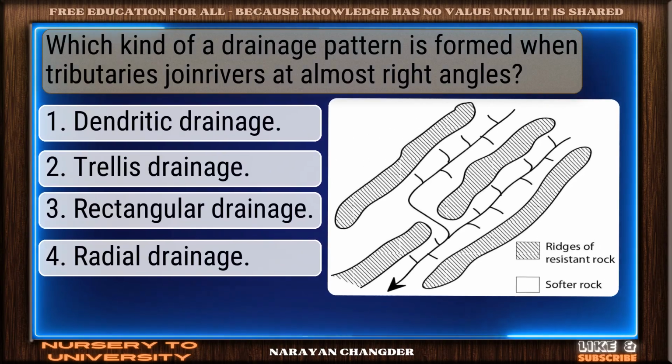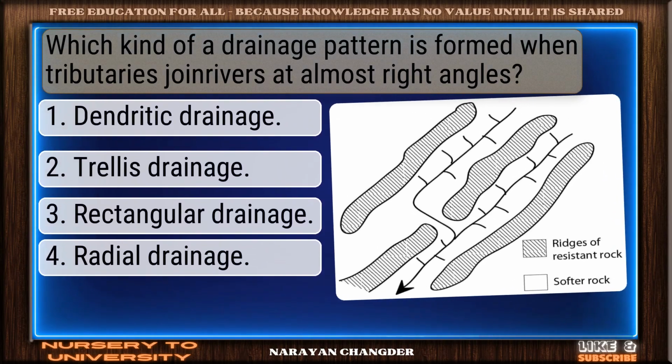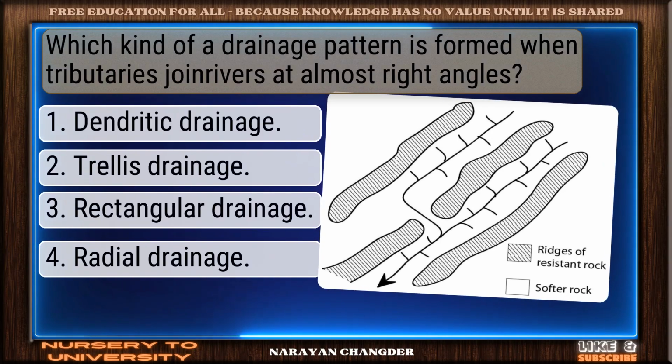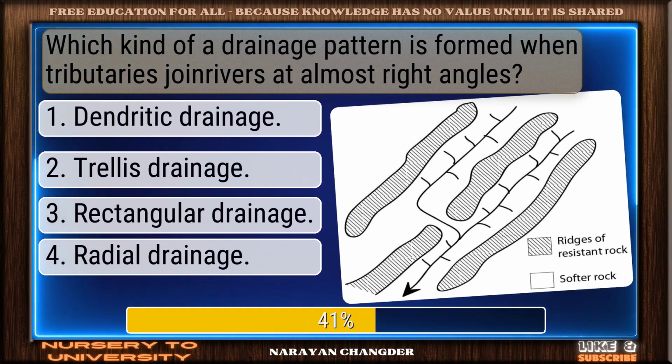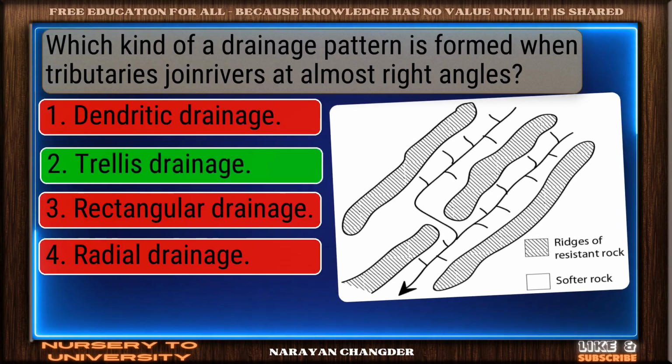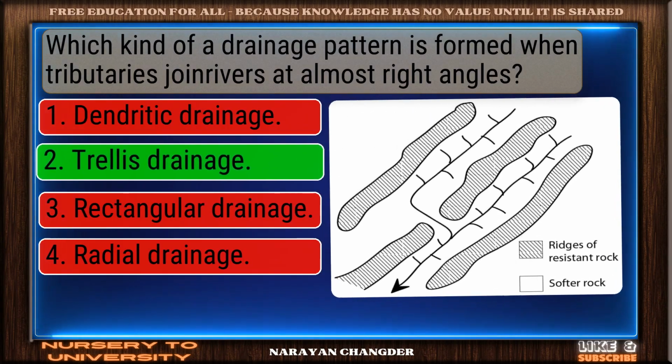Question number 3. Which kind of a drainage pattern is formed when tributaries join rivers at almost right angles? Nice work. You chose trellis drainage, and it is correct.